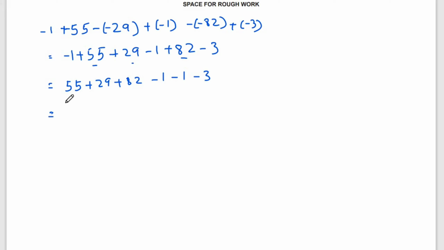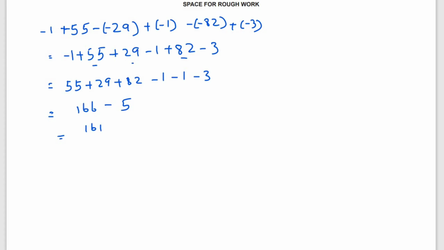So here when I add 55 plus 29 plus 82, my answer would be 166. Now all the same signs have to be added. Again all the negative signs will be added and put the same sign. Same first rule of integers. That would be -5. So 166 minus 5, it would be 161. Isn't it very easy? You remove all the brackets first, then bring all the positive terms together and negative terms together, then add them, and then finally subtract. So 161 is our answer.